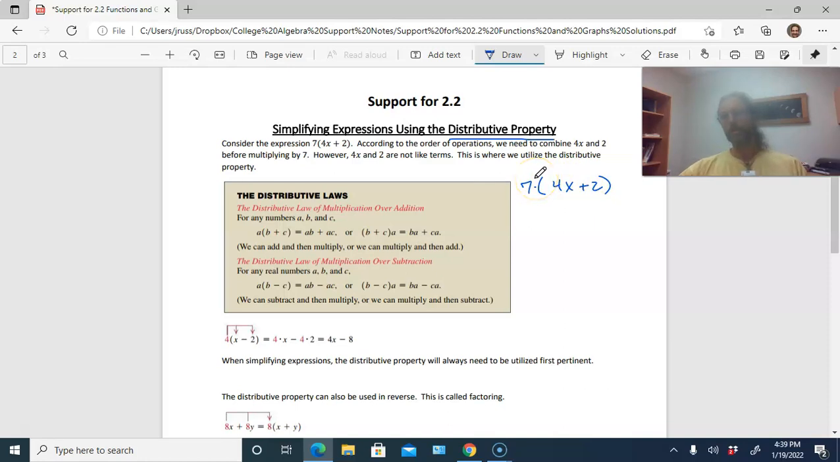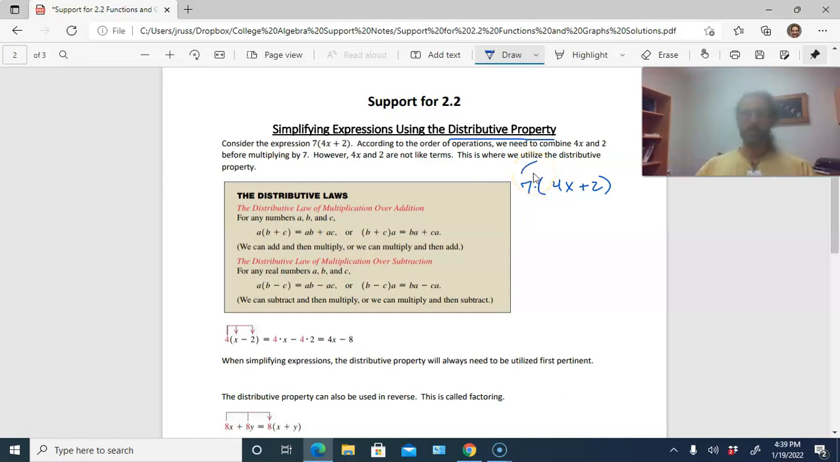Okay, and so you think, well, the order of operations says that we need to combine whatever we have in parentheses first. The problem here, though, is, guys, these are not like terms. We cannot add 4x and 2 because one of them has an x, it is a variable term, and the other one, the 2, is a constant term. So we can't actually add those. So what we have to do is we distribute the 7. Since the 7 is getting multiplied to everything in these parentheses, and since we can't combine what we have in parentheses first, we just go ahead and distribute the 7. Okay, that's why it's called the distributive property.